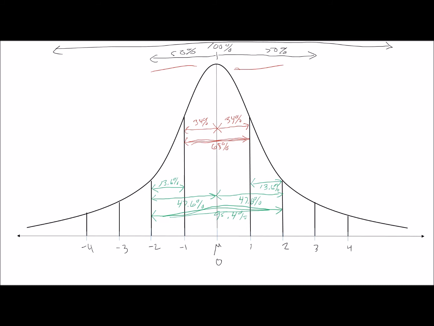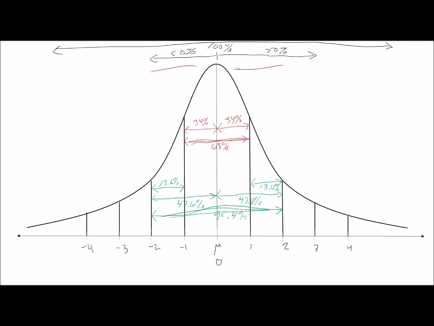95% is between two standard deviations of the mean on either side. 47.6 above, 47.6 below, for a total of 95.4% from the second standard deviation below to the second above. So within two standard deviations of the mean is over 95% of a population. That's a lot of us. 68% of us are between the first standard deviations on either side of the mean.